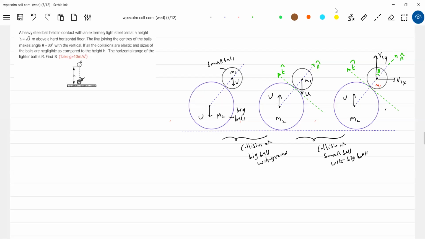Okay, there's overall first collision. First, the big ball will collide. Then the small ball will collide with the big ball. And with respect to the small ball, this big ball will behave like a wall. This is like a wall. The ball will now collide. So this big ball will become like a wall for the small ball. Treat it as a wall for small ball impact.